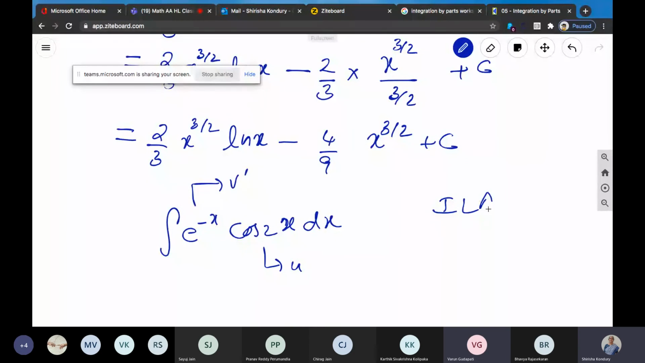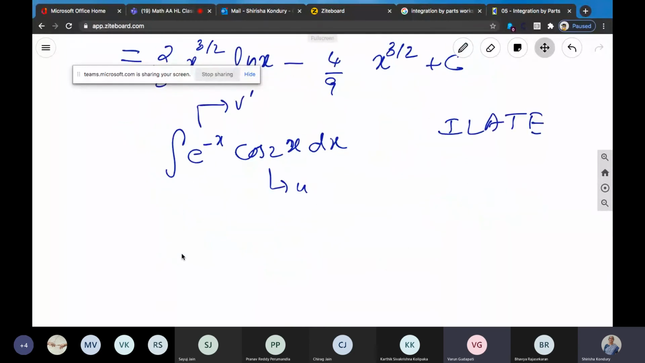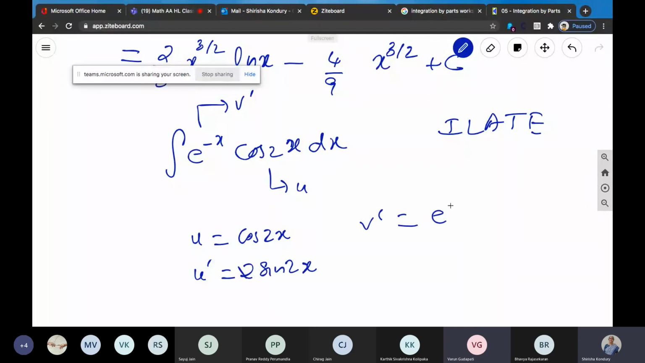Okay, it is according to this. So trig function is coming before that. Okay, great. Then I differentiated u and integrated v dash. So I got u dash is equal to half sine 2x. Are you sure? Oh sorry, it's 2 sine 2x, right? Ah, correct, 2 sine 2x. And v is minus e power minus x.